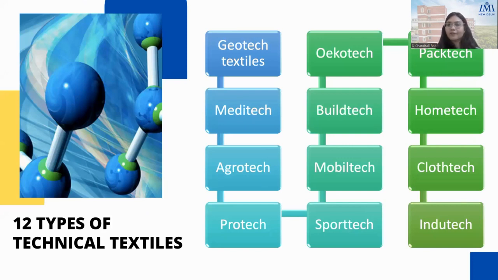Apart from this, we have identified 12 types of technical textiles, which are being innovated at the moment. So just to read out, these are Geotech, Meditech, Agrotech, Protech, Sporttech, Mobiltech, Buildtech, Oekotech, Packtech, Hometech, Clothtech, and Indutech.